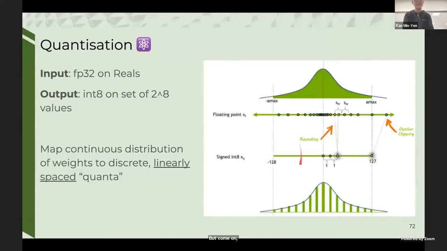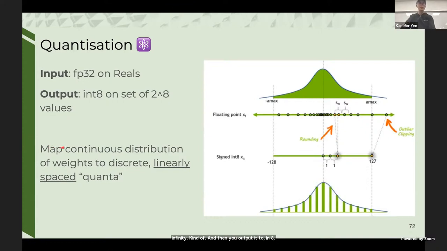Okay, now to pivot, my second topic is quantization, right? First it was data, now quantization. Quantization is where you represent every number in the parameters from floating point to something a bit more compressed. You convert the input, which is usually 32-bit floating point on the real number spectrum, so continuous, right? Anywhere from negative infinity to infinity, kind of. And then you output it to int8, which is 2 to the 8 possibilities, right?